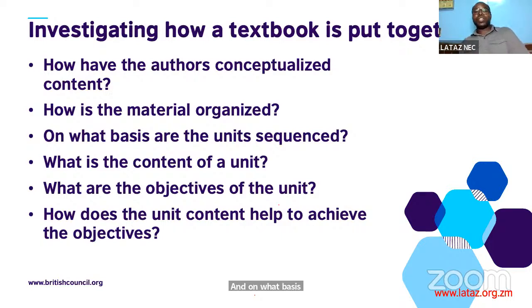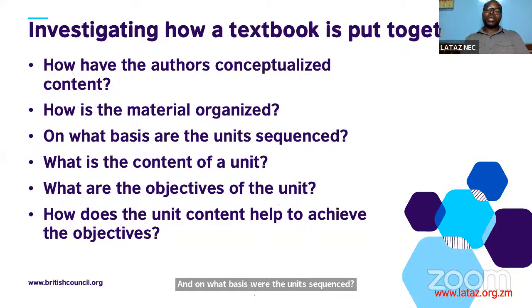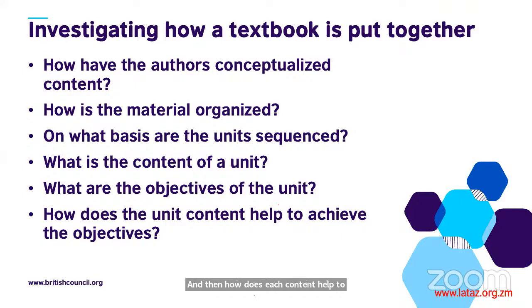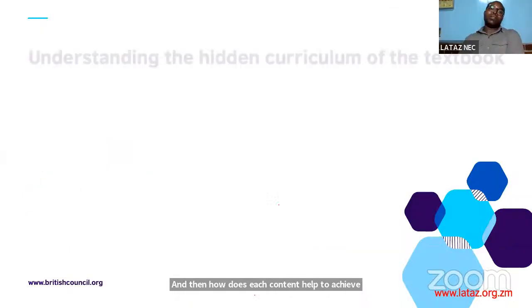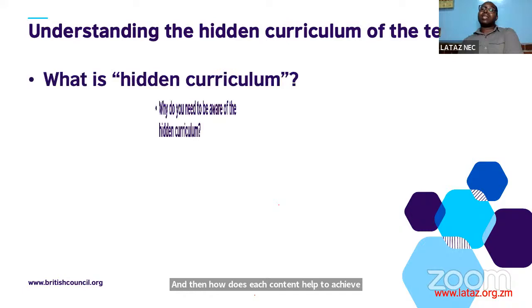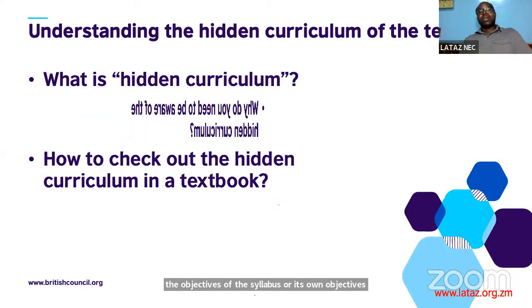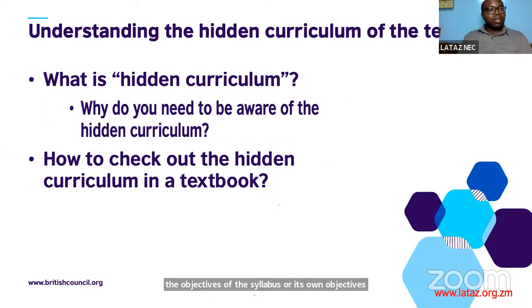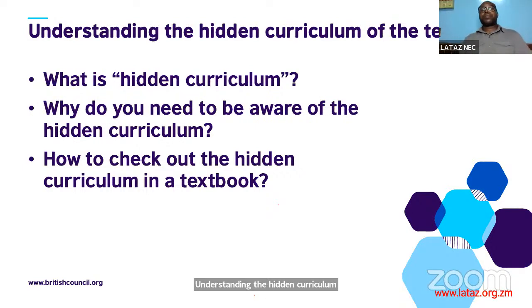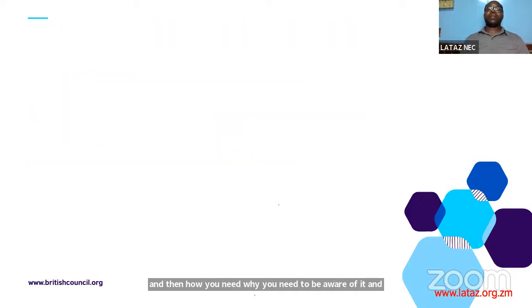What is the content of each unit? What are the objectives of the unit? And how does each unit's content help to achieve the objectives of the syllabus or its own objectives? Understanding the hidden curriculum: we need, first of all, to define what it is, then why you need to be aware of it, and how to check for it.